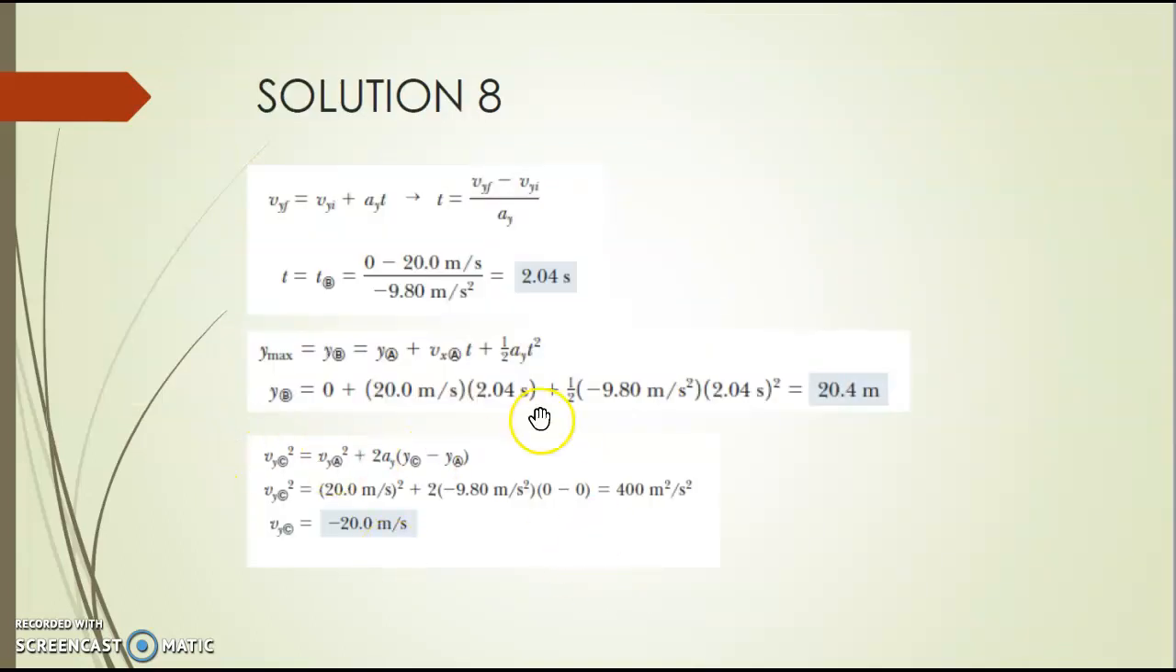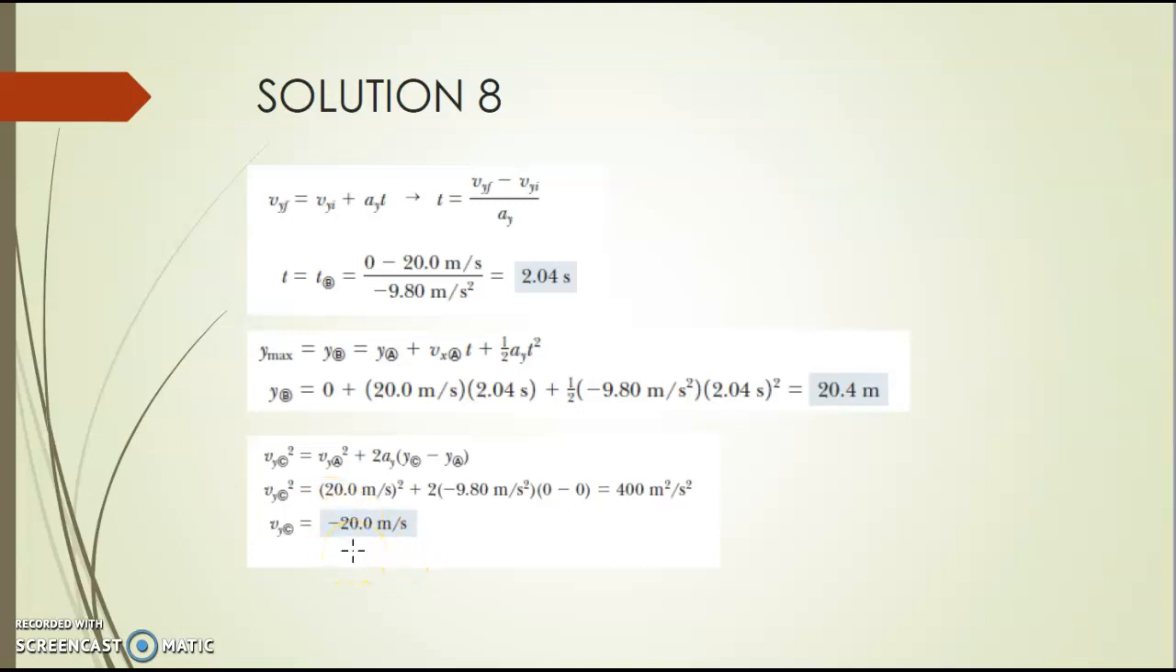Okay, so we have this formula, Vf squared is equal to Vi squared plus 2a delta y. Okay, so since we're talking about the same height, therefore our delta y is 0. Okay, so we have our initial velocity as 20. Okay, then our gravity. So therefore our Vy, or the velocity at point C, is negative 20 meters per second. Why is it negative?